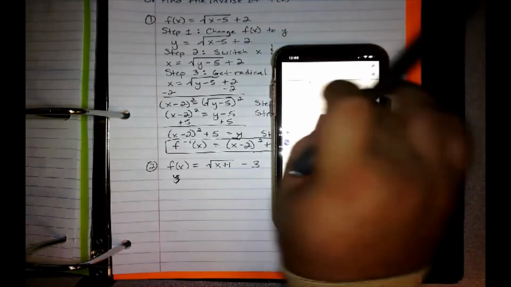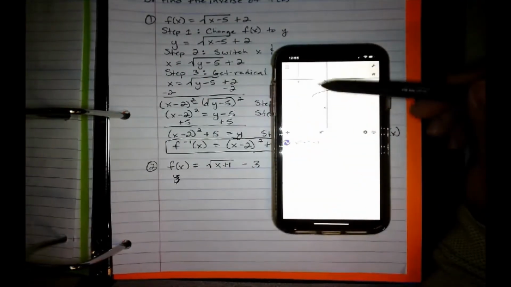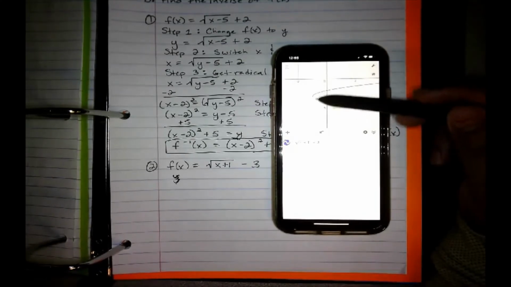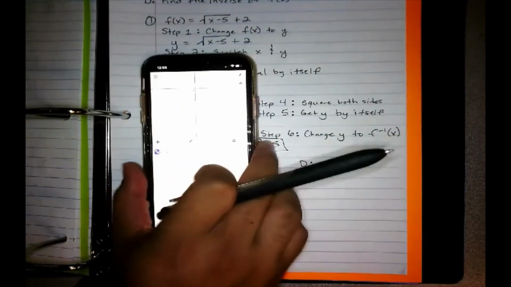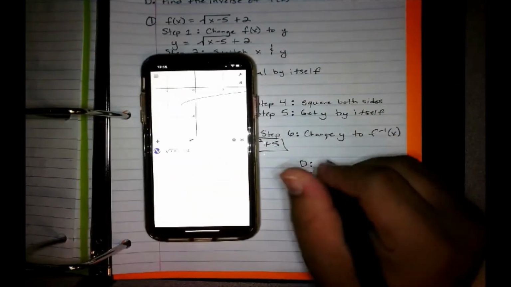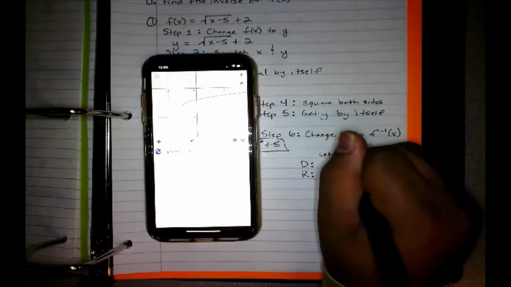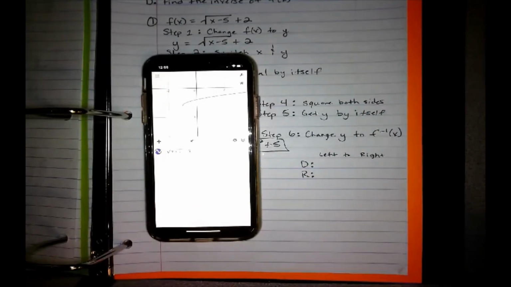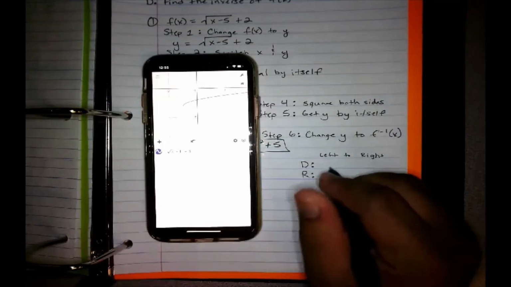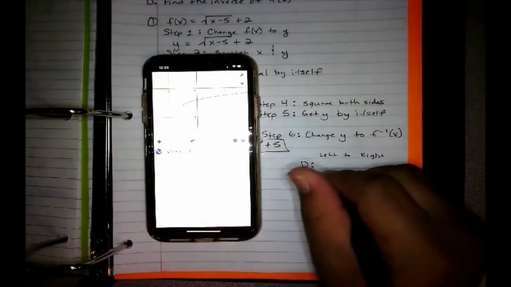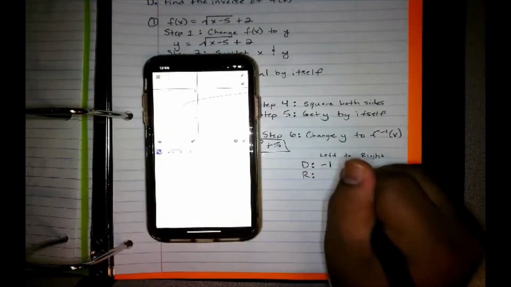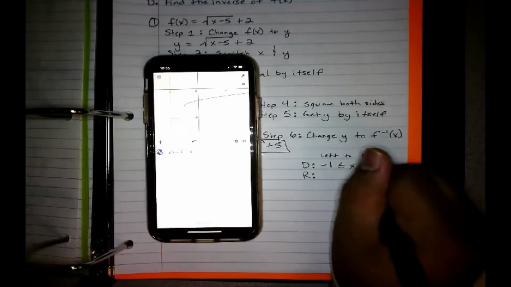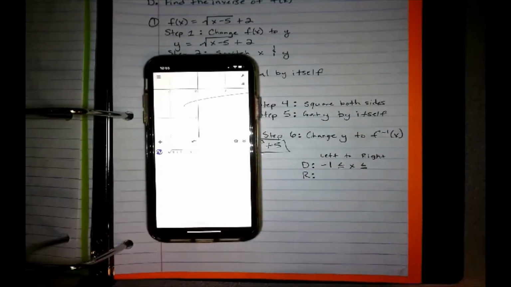If I look to my left, it stops at -1. Remember, domain is from left to right. So I'm going to write my domain from left to right. Going left, we know it goes to -1. So it'll be -1 less than or equal to x, remember your domain is x, less than or equal to, and it goes to the right and doesn't stop. So it's infinity.